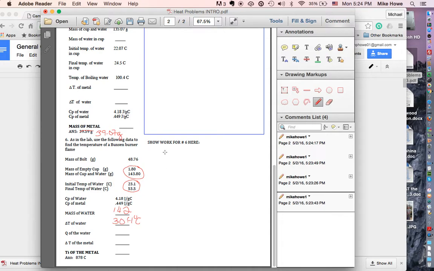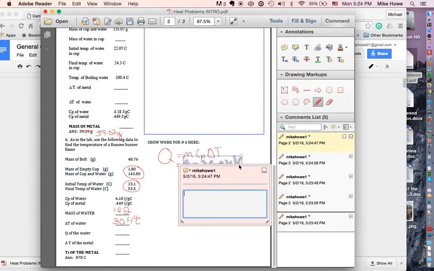All right, we know that we can find the heat gained by the water is equal to the mass of the water times the specific heat capacity of the water times the change of temperature of the water. We know the mass of the water is 142. This is the water that got warmer when we put that really hot bolt in it. Specific heat capacity of the water, 4.18 joules per gram degree C. And the change in temperature of the water was 30.4 degrees C.